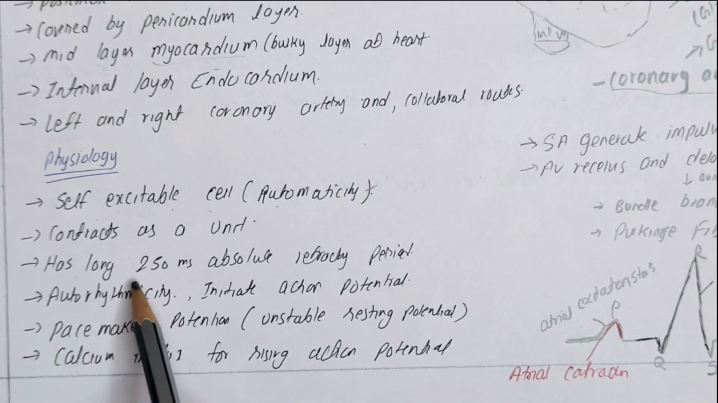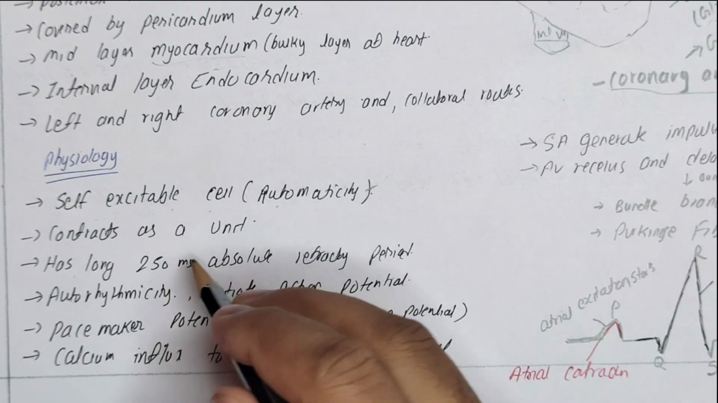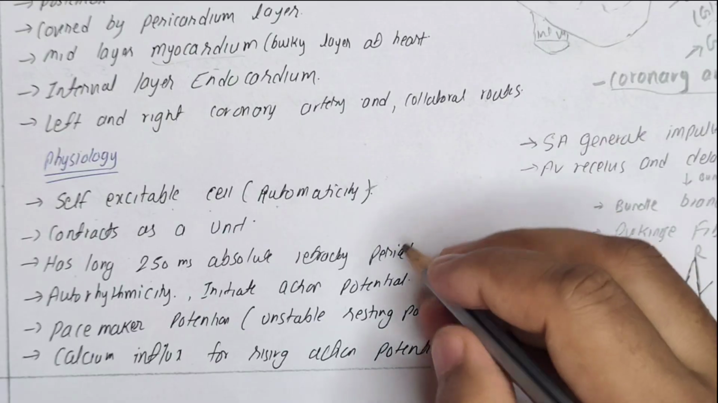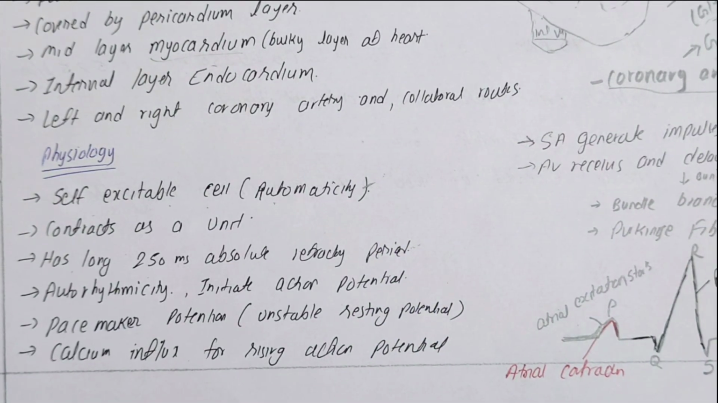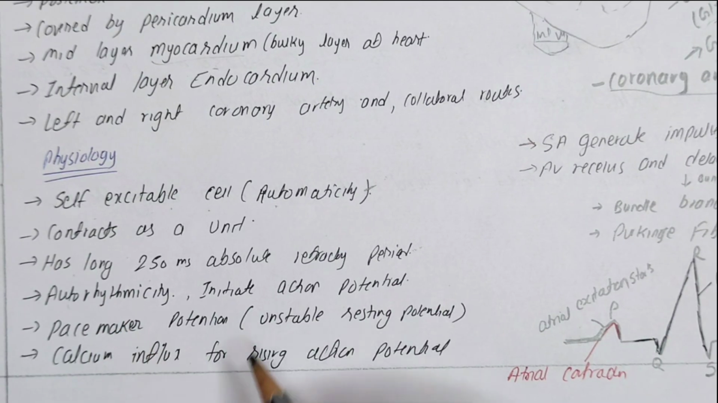Then it has a long absolute refractory period, that is 250 microsecond. This is millisecond actually, ms. So what this will do is, this refractory period will help in giving rest to our heart. Similarly, we have a property known as autorhythmicity.